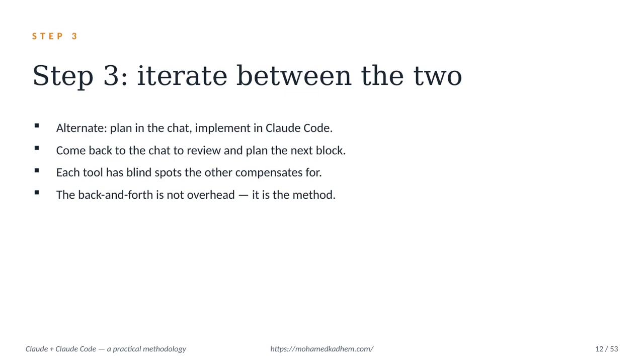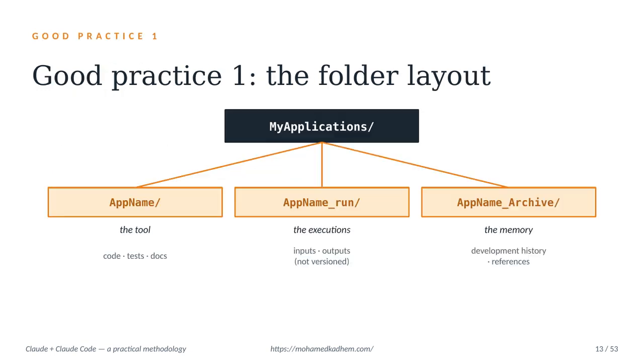From this point on, you alternate. Claude in the chat helps you plan a block of work. You give the plan to Claude Code, which does the implementation. You come back to the chat to review what Claude Code produced, to catch mistakes, and to plan the next block. This back and forth is not overhead. It is the method. Each tool has blind spots the other compensates for. The chat sees your intent and the big picture. The command line sees your code and your tests. You are the bridge.